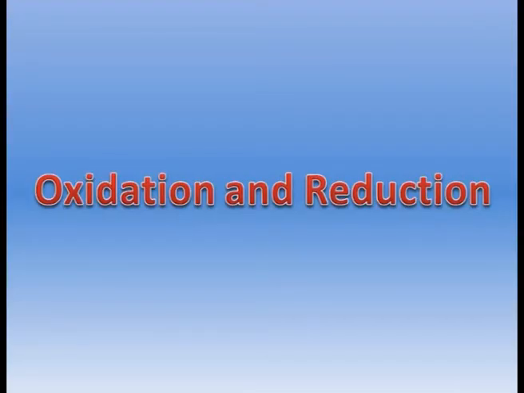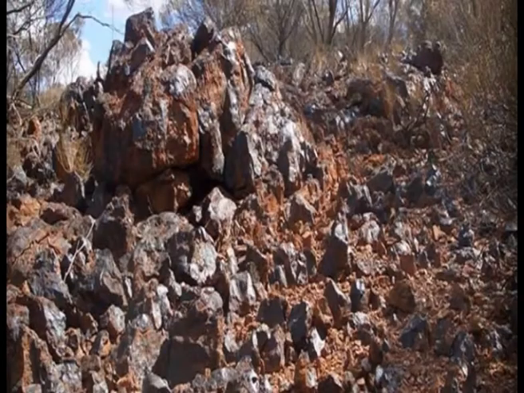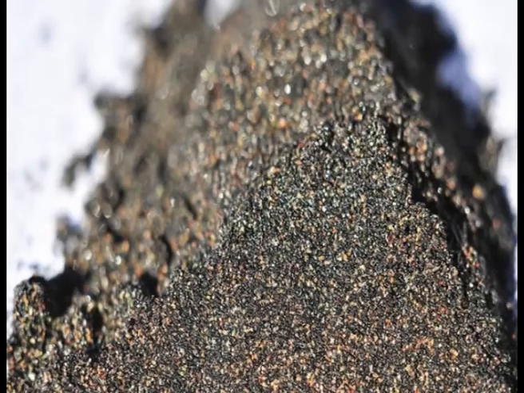Oxidation and reduction. Oxidation involves oxygen combining with the substance. Oxygen dissolved in water is a prevalent oxidizing agent in the environment. Oxidation weathering mainly affects minerals containing iron. The reaction occurs when the oxygen dissolved in water comes in contact with iron containing minerals.